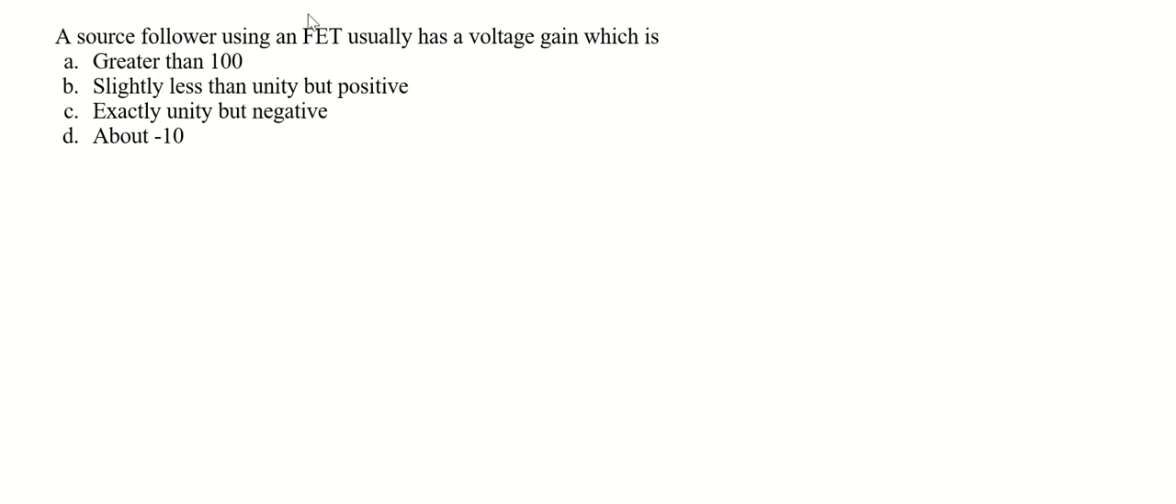Next question is, the source follower using an FET usually has a voltage gain which is, the answer is slightly less than unity but positive. How? The source follower circuit is able to provide excellent performance as a buffer, which is having the high input impedance. So the voltage gain will be less than unity but positive.